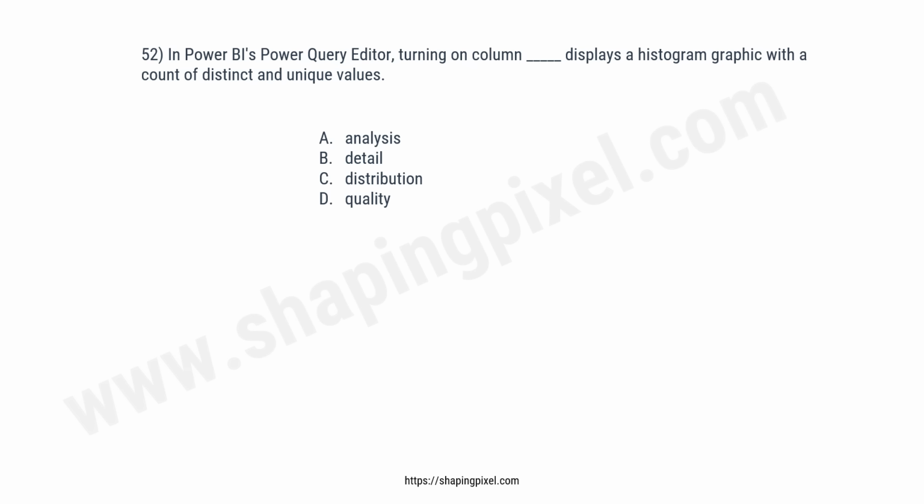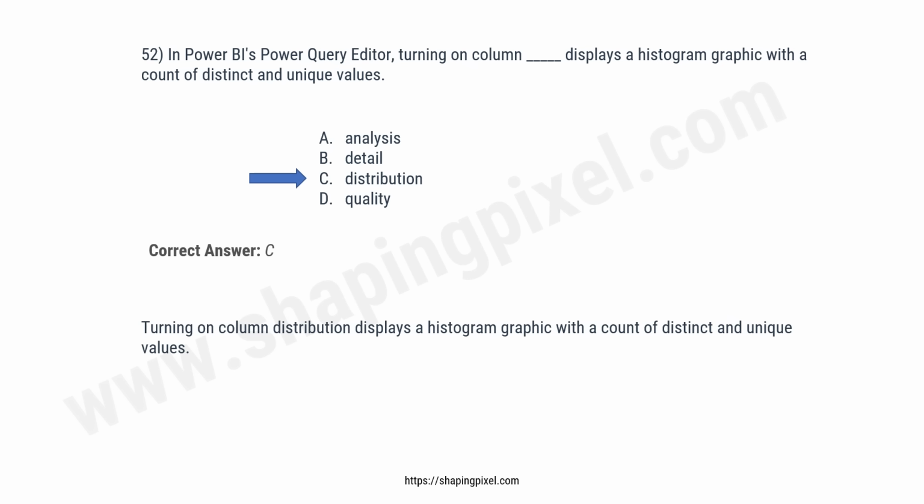Question number 52. In Power BI's Power Query Editor, turning on column dash displays a histogram graphic with a count of distinct and unique values. And we have four options: analysis, detail, distribution, quality. So the right answer here is option C, distribution. Turning on column distribution displays a histogram graphic with a count of distinct and unique values.